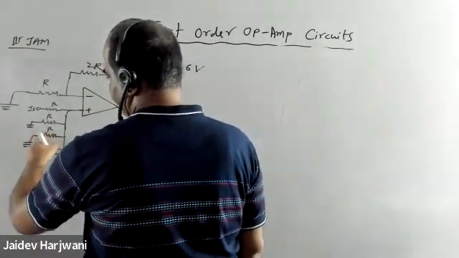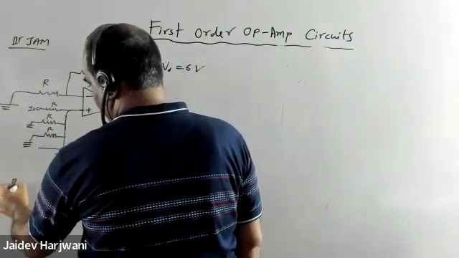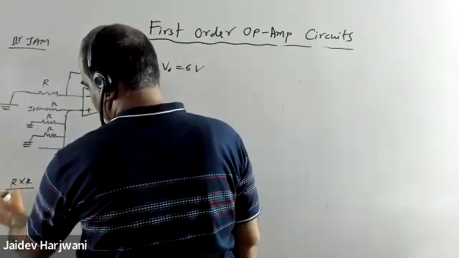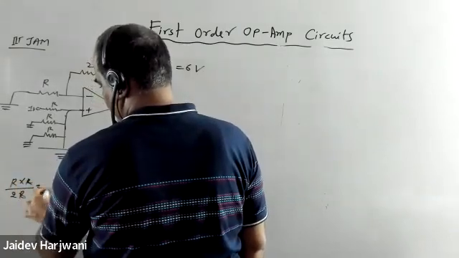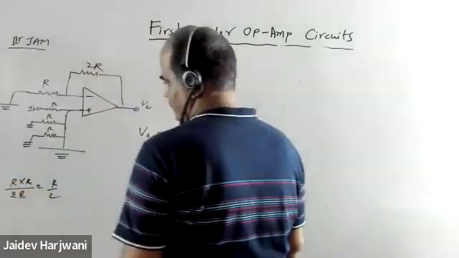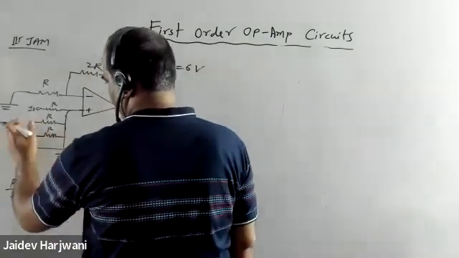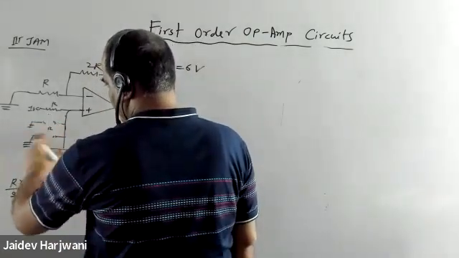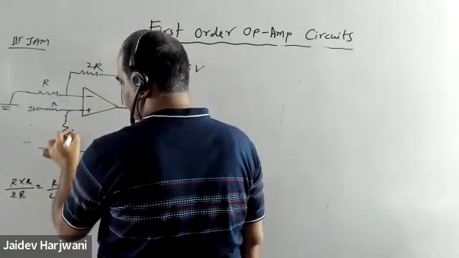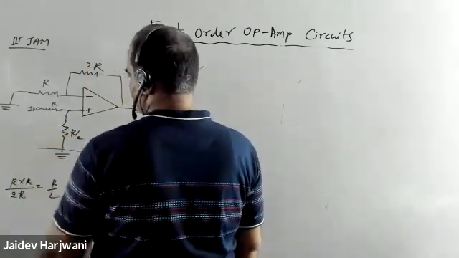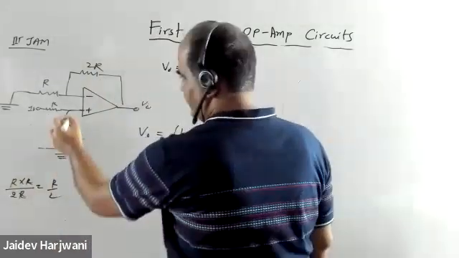These two are in parallel. Okay, so R into R, 2R. So this becomes R by 2. This becomes R by 2. Okay, this total becomes R by 2, and these are connected to ground. So I can write this as R by 2. Now I can get what is V input here.